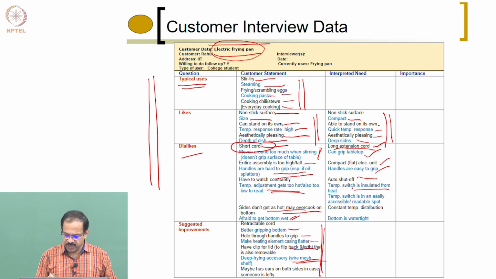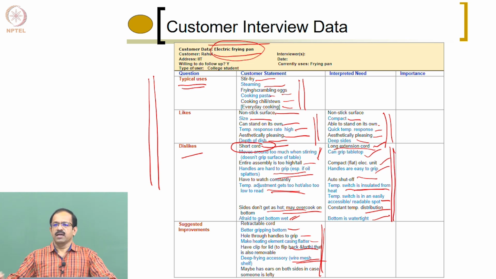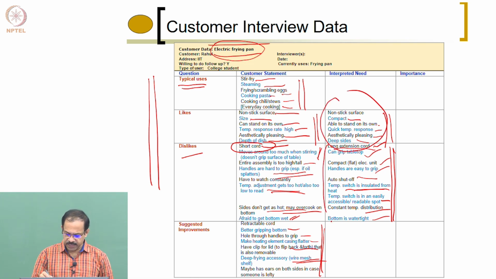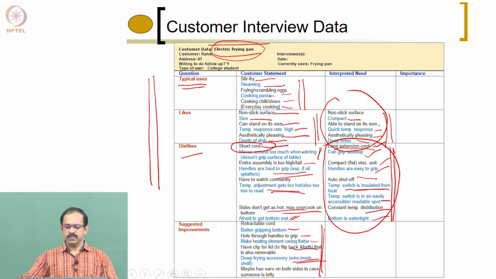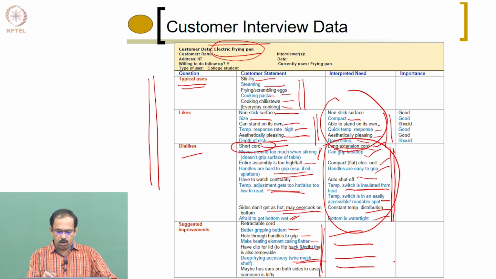Temperature switch is insulated from heat, that means it won't get heated up, and is in easily accessible, readable spots, constant temperature distribution, bottom is watertight. So these are the customer needs that you can identify from the dislikes. From likes you can get a lot of customer needs, similarly from dislikes also. And then looking at the improvements suggested, that also gives you some needs. Long extension cord is one requirement, but retractable cord is also another requirement. So you can say long and retractable extension cord could be the requirement for this product.